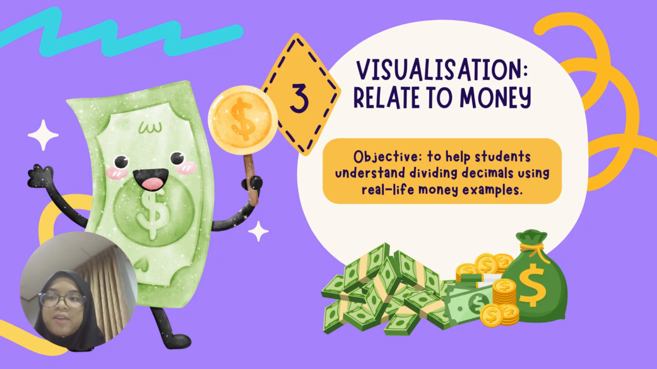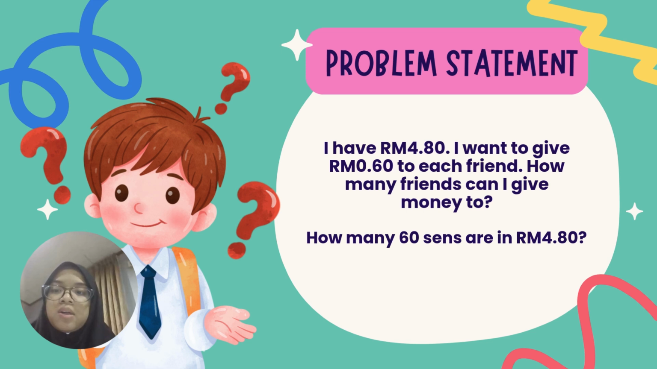So the third method we use for decimal division is visualization, which relates to money. The objective is to help students understand dividing decimals using real-life money examples. This is the example problem statement: I have 4 ringgit and 80 cents. I want to give 60 cents to each friend. So how many friends can I give the money to? Actually, how many 60 cents are in 4 ringgit and 80 cents?